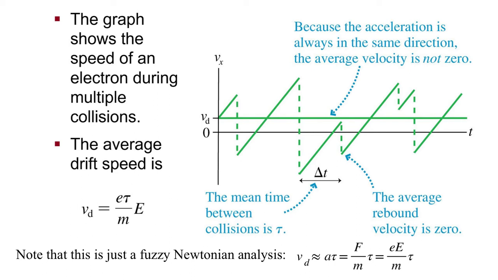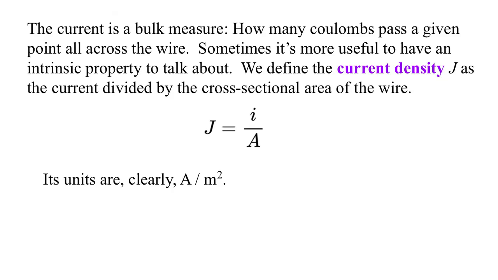By the way, notice that this is just a fuzzy Newtonian analysis saying that the drift velocity is something like the acceleration times the time between collisions. All right, we just say we have this slope, and this average time gives us some average acceleration. And so the force, of course, is the electric field times the charge, and then we divide by the mass to get the acceleration. So there's nothing deep going on here. It is just a kind of strange, quasi-Newtonian analysis.